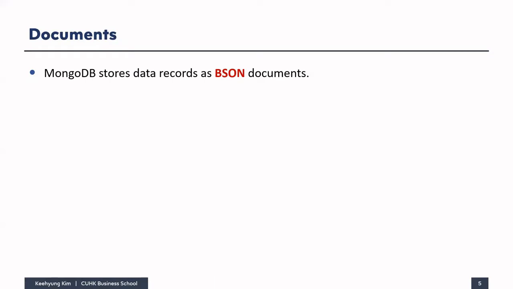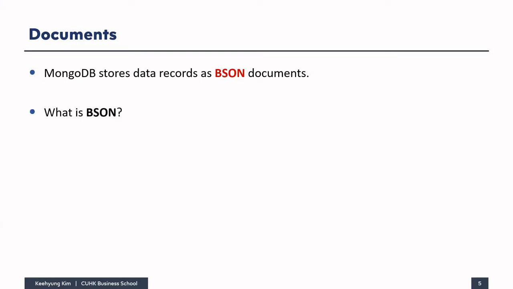So now let's talk more about MongoDB. The first thing we want to understand when we are studying a new database system is the data structure: how data will be stored in the database. So that's the first thing we are going to cover. In MongoDB, the data records will be saved as a JSON document. So that's the data structure of MongoDB.